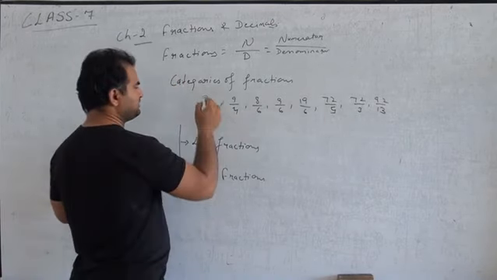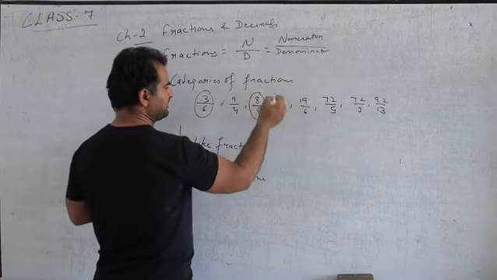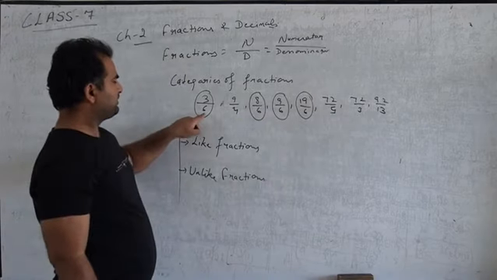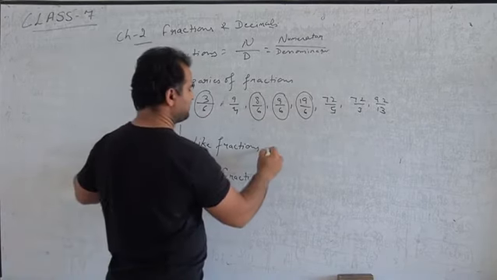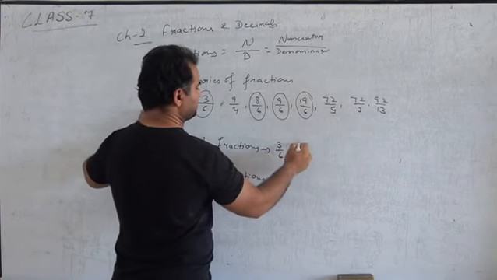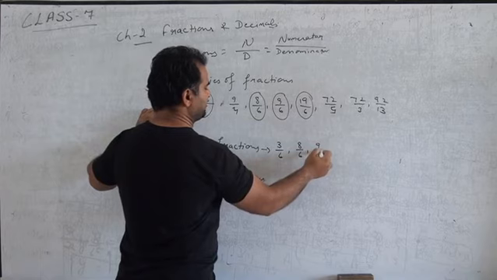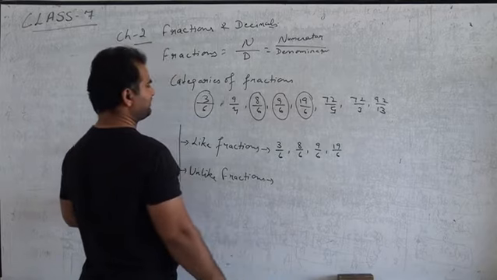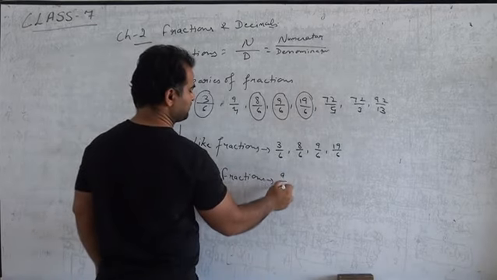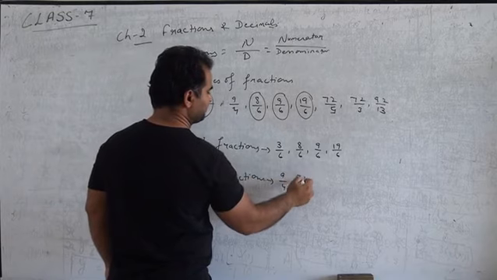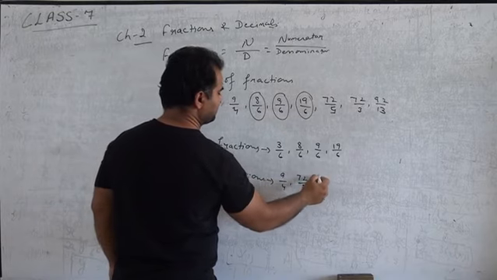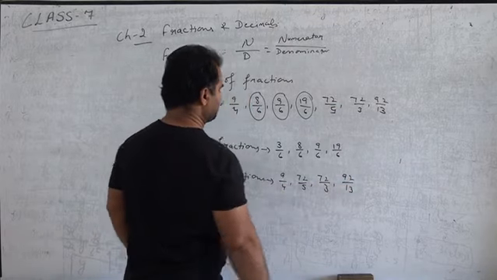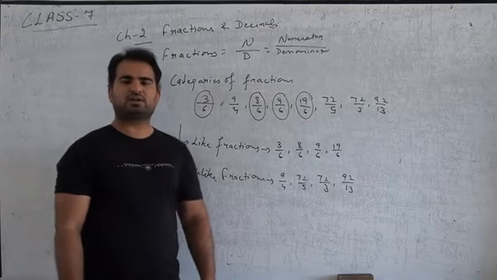So we can see that 3 upon 6, 8 upon 6, 9 upon 6, 19 upon 6, all of these have denominator equal to 6. So like fractions are 3 by 6, 8 by 6, 9 by 6 and 19 by 6. And unlike fractions are 9 upon 4, 72 upon 5, 72 upon 3, 92 upon 30. Okay, these are like and unlike fractions.